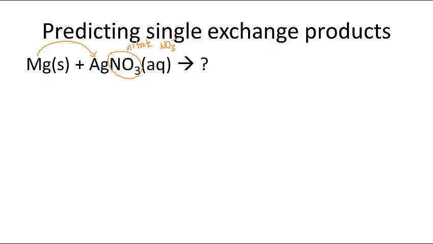So I have metal with a nonmetal, so that means this is ionic. So what is my charge of Mg? Look on the periodic table. Mg has 2 valence electrons. Mg is going to be +2.